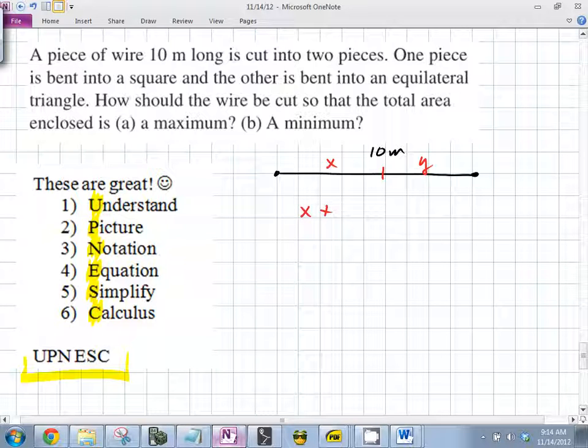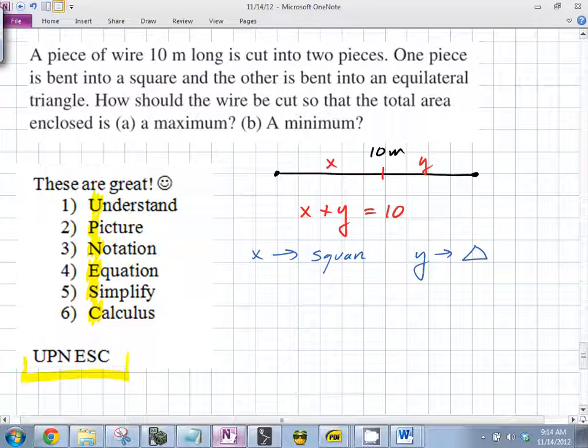Okay, this is where the differences are going to start, because you're going to do y for the square. Let's just do x for the square, okay? So x turns into the square, and y turns into the triangle. So you have a total of x meters of wire for the square, and y meters of wire for the triangle. We're trying to maximize area, not volume.